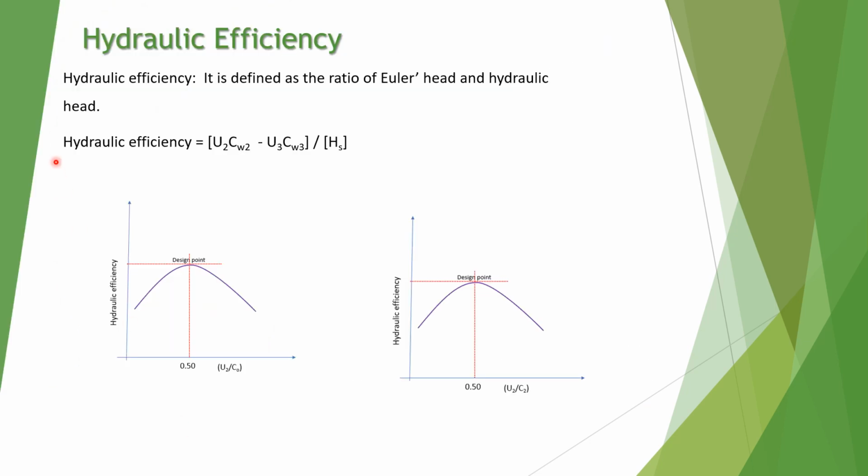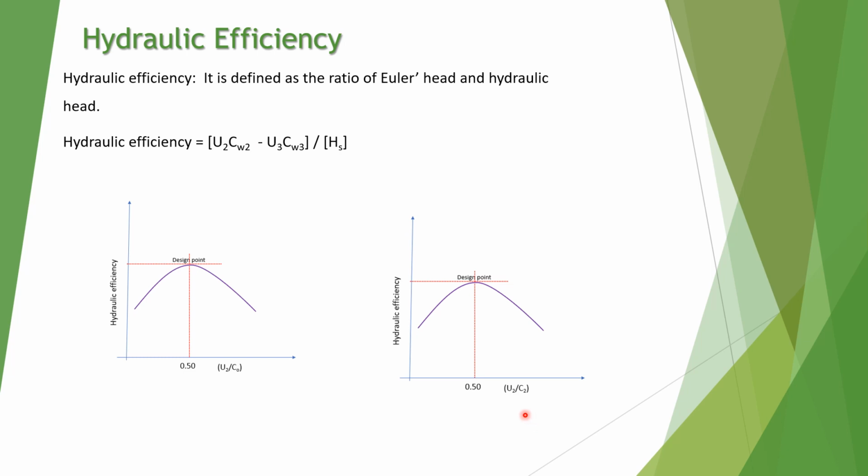The hydraulic efficiency is defined as the ratio of Euler head and hydraulic head. So hydraulic efficiency of Pelton wheel turbine is equal to (U2 into CW2 minus U3 into CW3) upon HS. You can see on the x-axis it is shown as U2 by C0 and on the y-axis is hydraulic efficiency, and it is a maximum when U2 by C0 is half or 0.5.